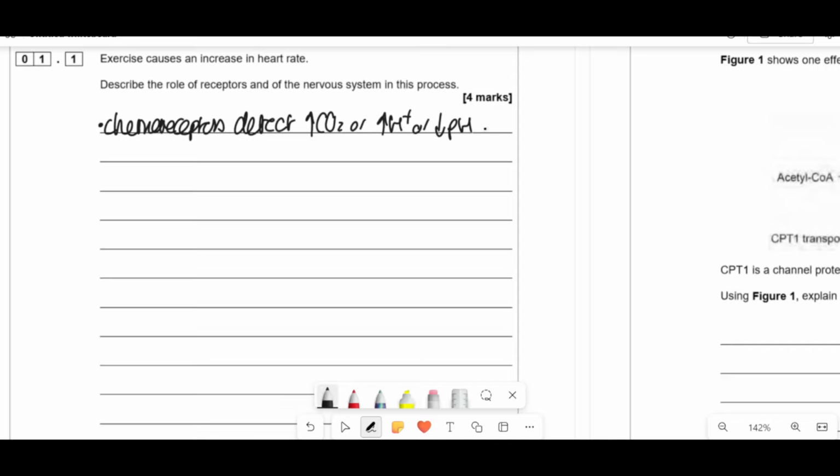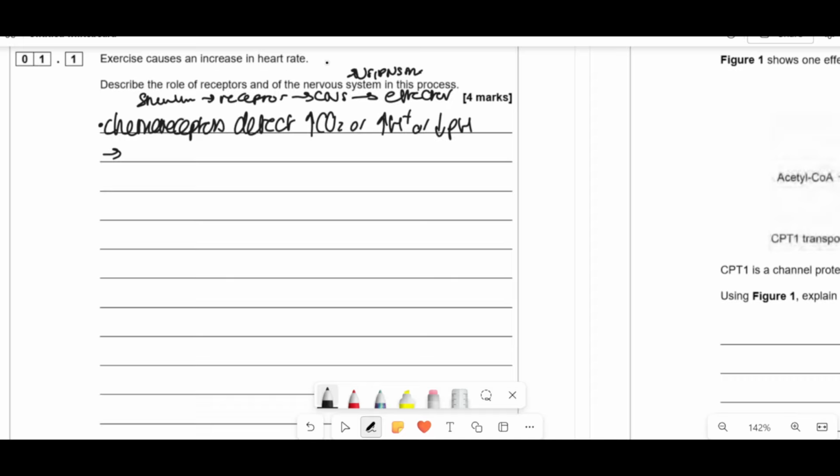You can't detect oxygen. Then remember, you've got a stimulus picked up by a receptor, which goes somewhere in your CNS, and then down a nerve of some sort. So it could be a sympathetic nervous system, a parasympathetic nervous system, a motor neuron, right? To eventually the effector, whatever that might be. Now here, the question has told you we're increasing the heart rate.